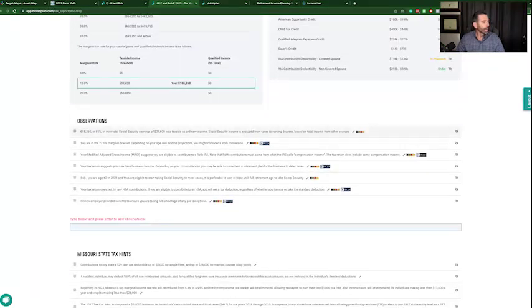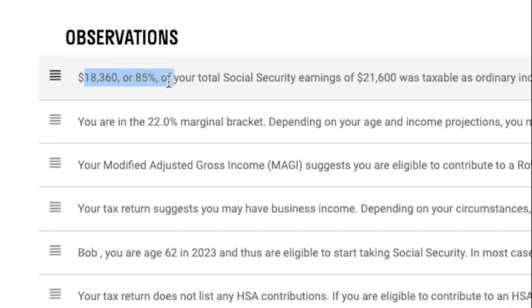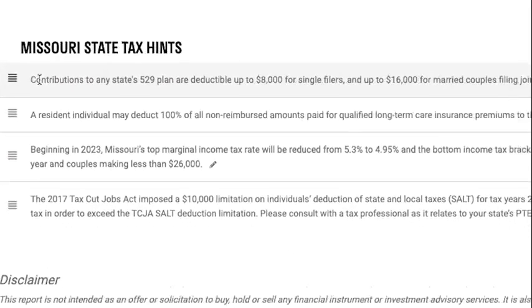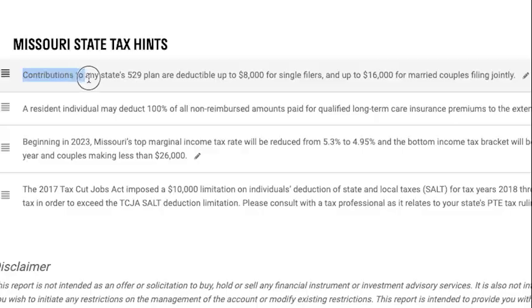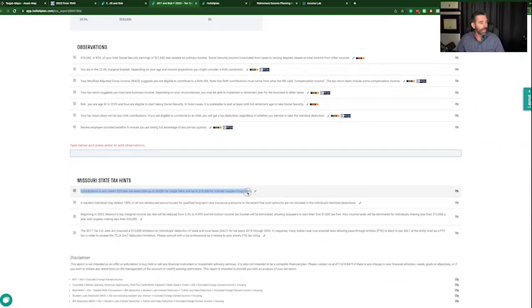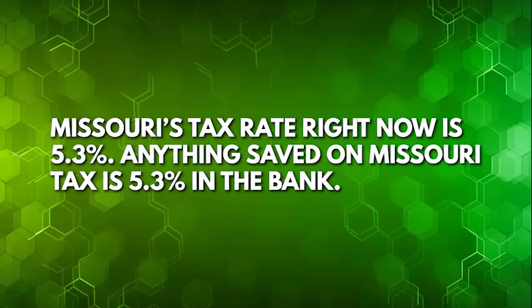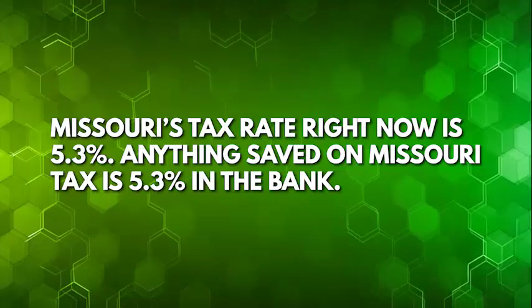One thing to look at is we're already at the 85% range for Bob's Social Security. We're paying tax on 85% of that, so there's really nothing to worry about there. But what I like about this tax report that we can prepare is that we can get some state tax hints as well. In this case, we have some potential state tax that we can save for Bob and Jill. In Missouri, their tax rate right now is 5.3%, so anything we save on Missouri tax is 5.3% in the bank.